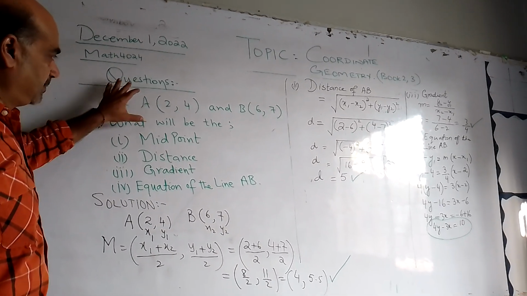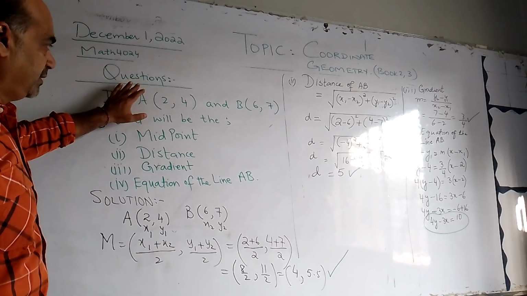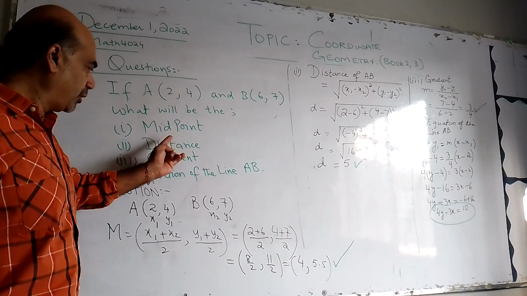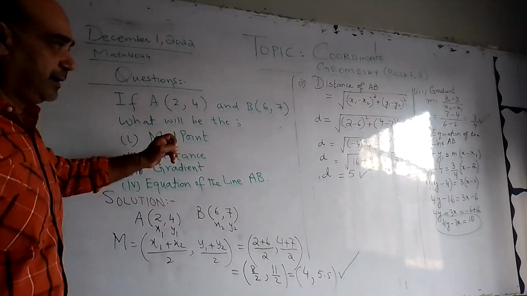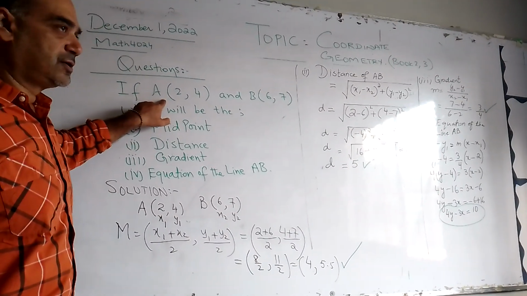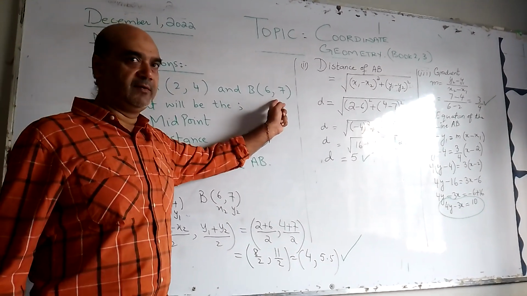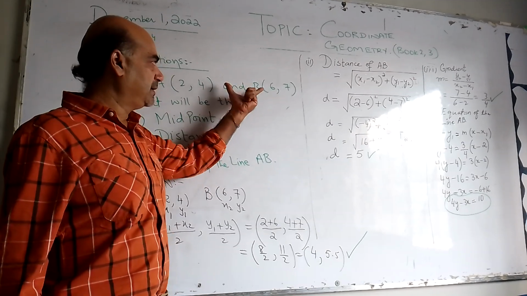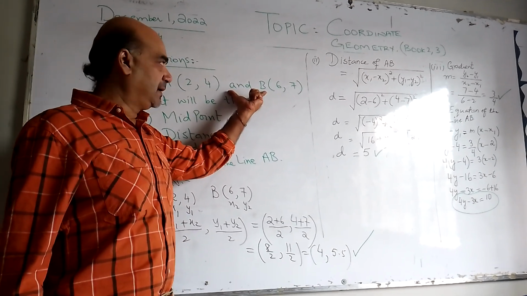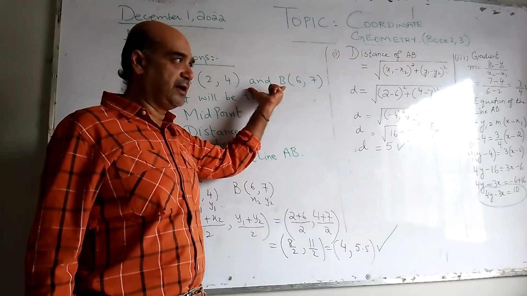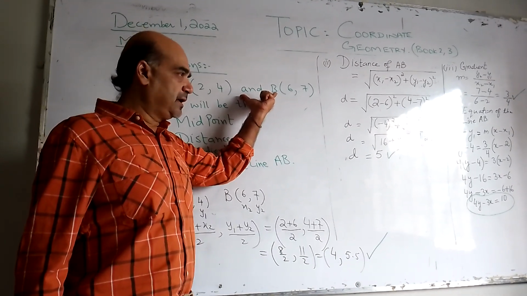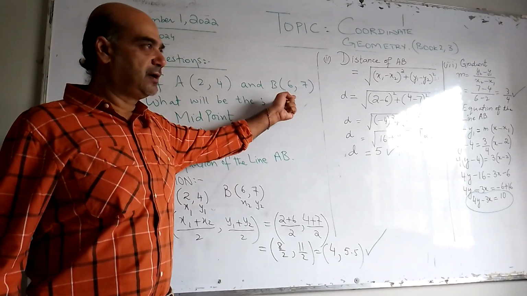Now let's see a simple example of coordinate geometry in which we have to find out the midpoint, distance and gradient and the equation of the line AB. A is given as (2, 4) and B is (6, 7). So basically when you combine them together, it will form a line segment, a part of the line, and if you can extend it from both sides, it will be a line. So let's say these are the coordinates which are given.